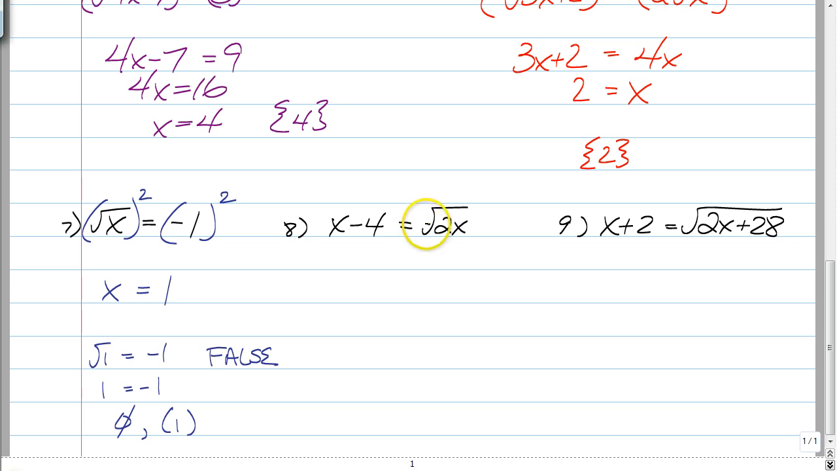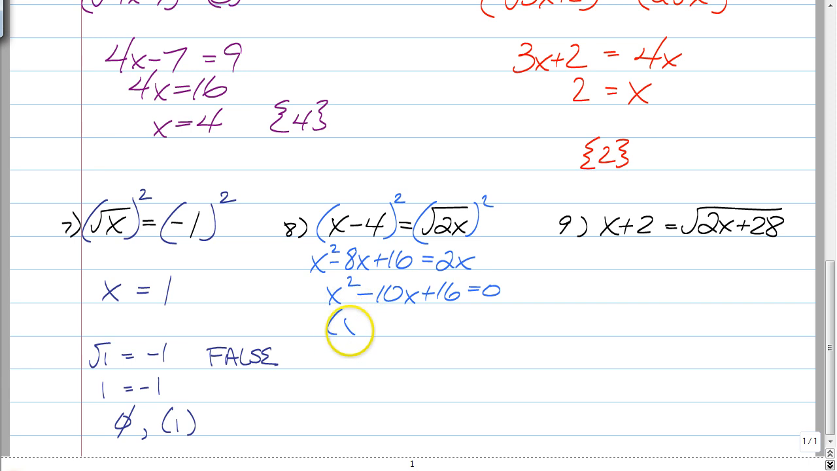To get rid of this square root, we need to square both sides, and I mean you have to square both sides, not just individual terms. So x minus 4 squared is going to turn into x squared minus 8x plus 16, and that's equal to 2x. So subtract the 2x, you get x squared minus 10x plus 16 equals 0. Factor x minus 8 and x minus 2. So you get x is equal to 8 and 2.